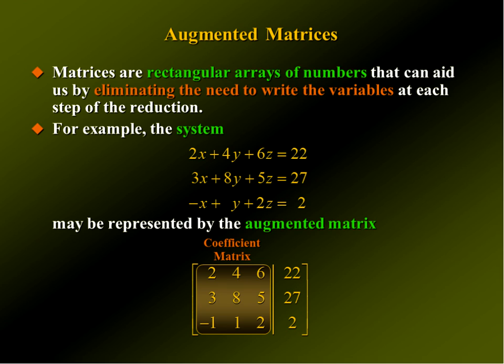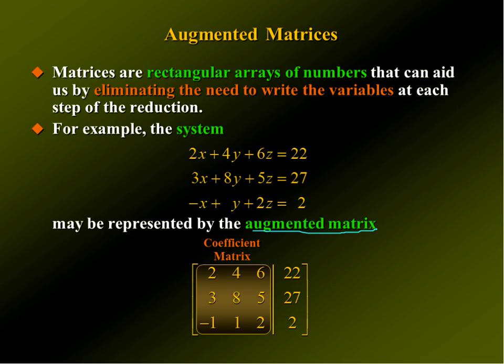Now it asks what the augmented matrix is. I told you earlier, but again it is a definition. Matrices are rectangular arrays of numbers that can simplify our work by eliminating the need to write the variables at each step of reduction. For example, the system given may be represented by the augmented matrix. So this is the augmented matrix.